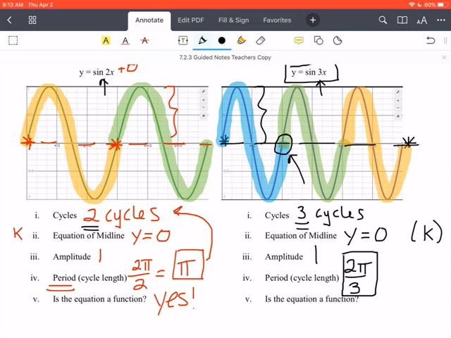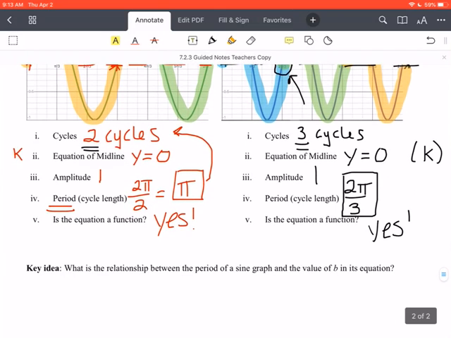So if I take 2 pi over 3 and multiply it by 3, what is that going to get me? That's going to get me 2 pi. What did I just do there? I was checking to make sure that 2 pi over 3 does fit into 2 pi 3 times. So that's just re-emphasizing the idea. Finally, is the equation a function? Yep, it is a function. It passes the vertical line test. We are good to go there.